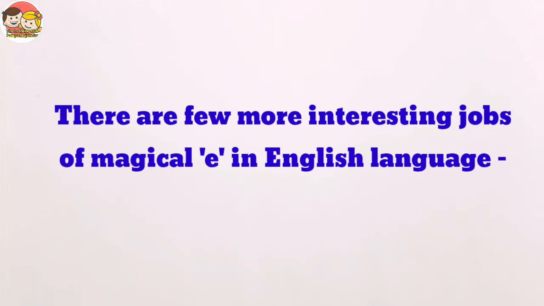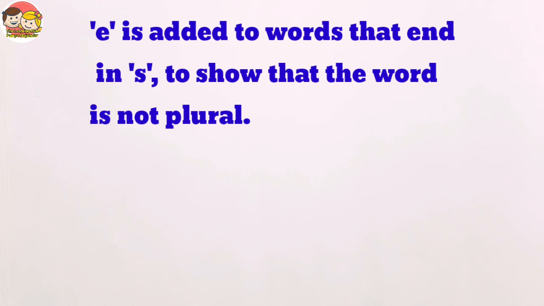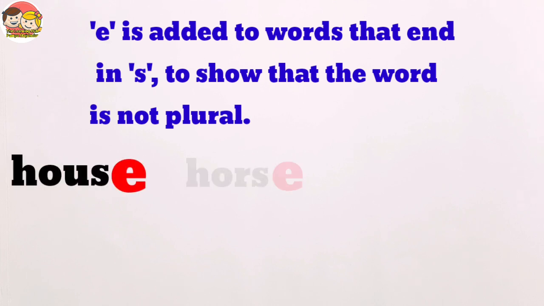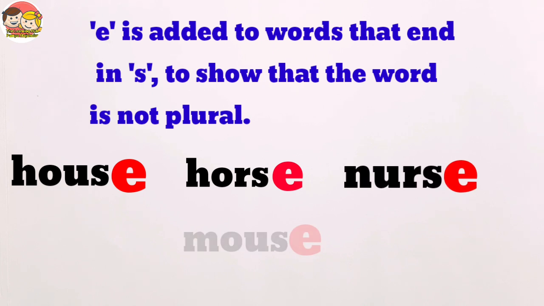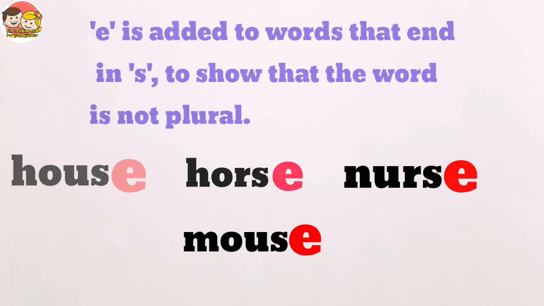There are a few more interesting jobs of magical E or the silent E in English language. So let's learn. First, E is added to words that end in S to show that a word is not plural. For example, house, horse, nurse, mouse, etc. Observe the words very carefully. Here the silent E sits at the end of the word so that they do not look like a plural.